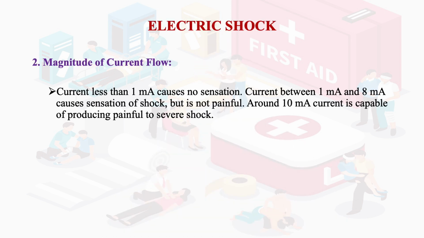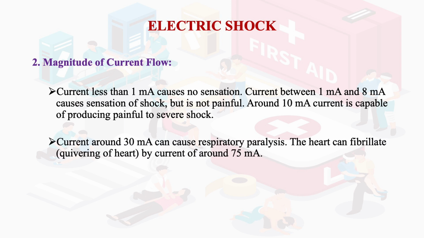Current less than 1 milliampere causes no sensation. Current between 1 milliampere and 8 milliampere causes sensation of shock but is not painful. Around 10 milliampere current is capable of producing painful to severe shock. Current around 30 milliampere can cause respiratory paralysis. The heart can fibrillate, that is quivering of the heart, by current of around 75 milliampere.